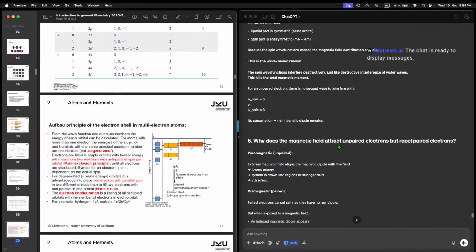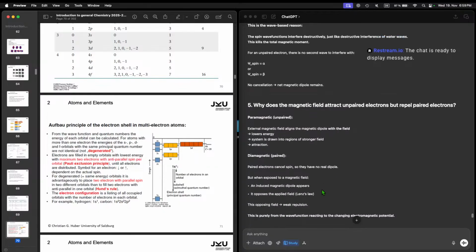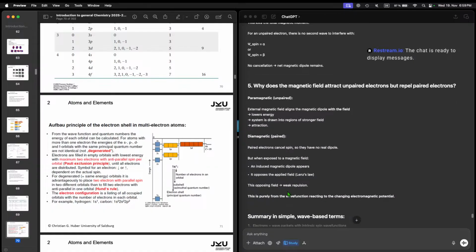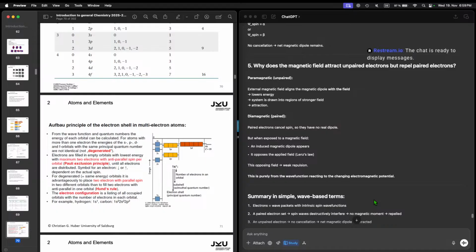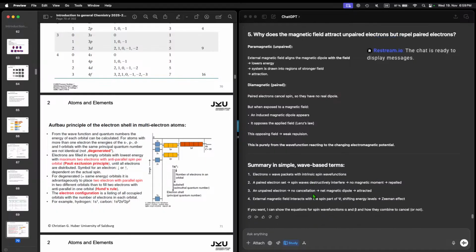Why does the magnetic field attract unpaired electrons but repel paired electrons? An external magnetic field aligns the magnetic dipole with the field. That lowers energy, and the system is drawn into the region of stronger field. For paired electrons, an induced magnetic dipole appears. It opposes the applied field. This opposing field causes weak repulsion. This is purely from the wave function reacting to the changing electromagnetic potential. Summary in simple terms: the external magnetic field interacts with the spin part, shifting energy levels, the Zeeman effect.